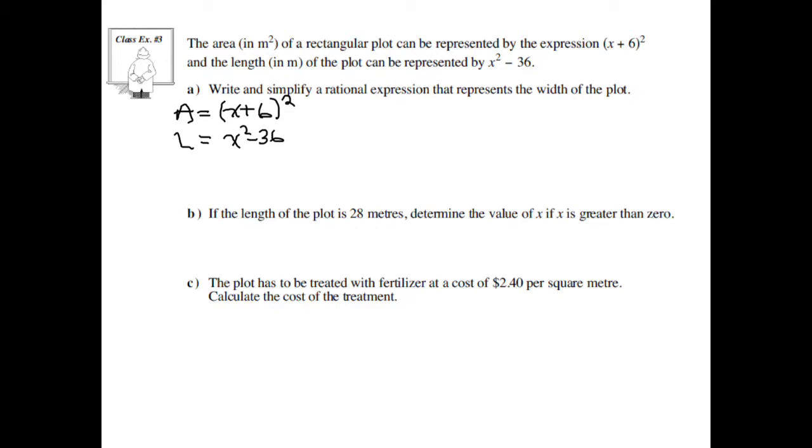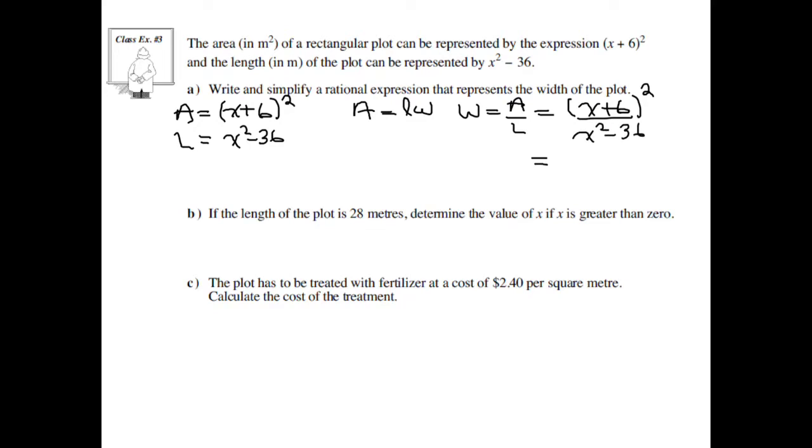Well, I know an area of a rectangle is equal to the length times the width, and rewriting that, width is equal to the area divided by the length. I've got expressions for both the area and the length, so I'm going to substitute that in. So I've got (x + 6) squared over x squared minus 36.